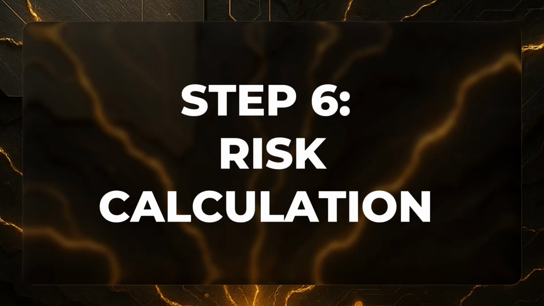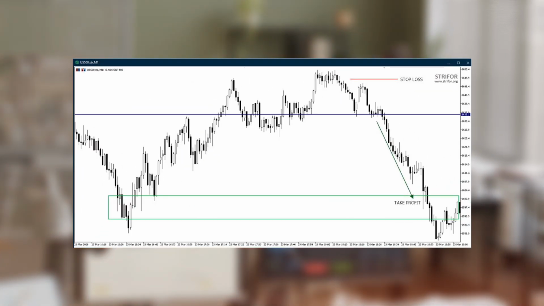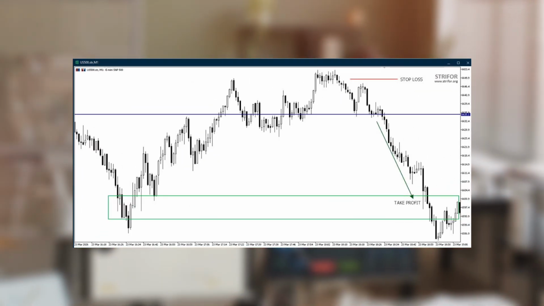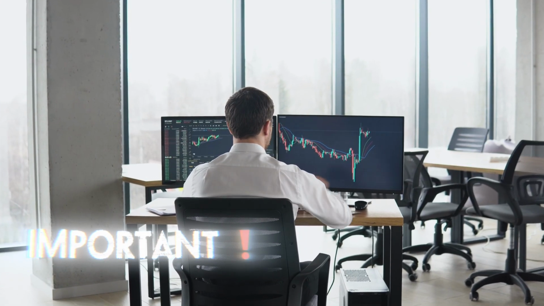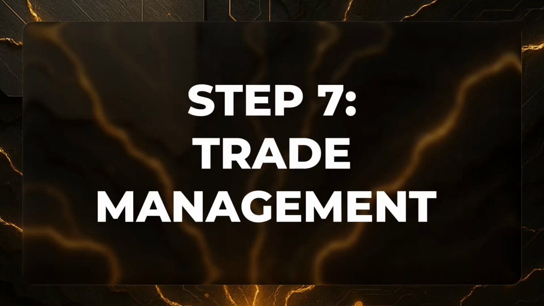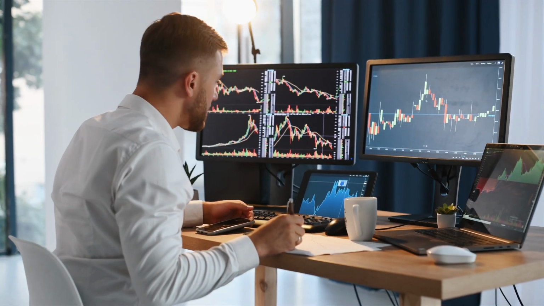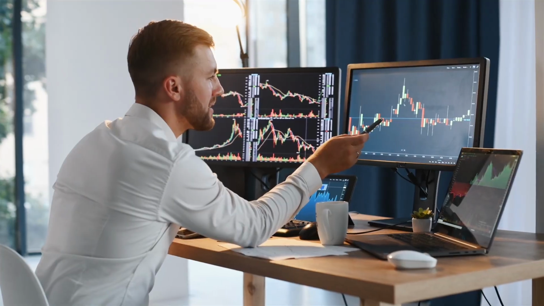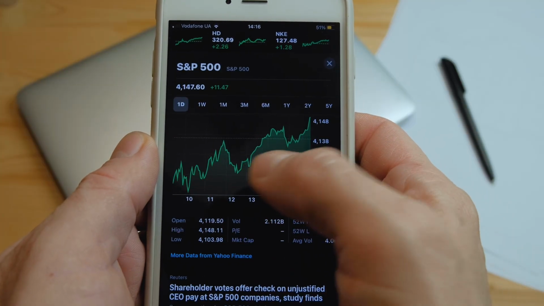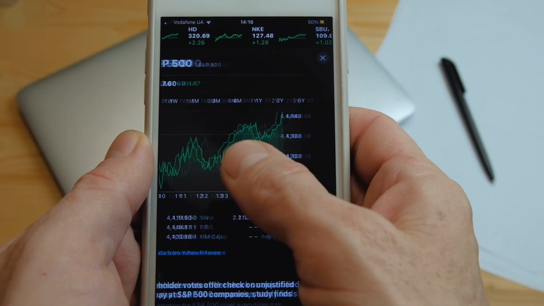Step 6. Risk calculation. Before entry, you must determine where the stop loss is, where the target is, what the risk-reward ratio is, and only after this is position size calculated. Important: first risk, then size, then trade, exactly in this sequence. Step 7. Trade management. After entry, nothing needs inventing. You act by rules. Don't move stop without reason. Don't increase risk. Don't close trade because of emotions. Trade either realizes or doesn't.